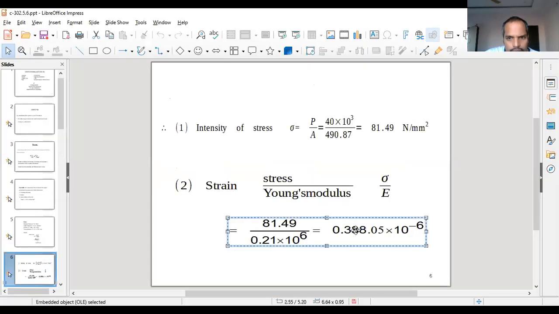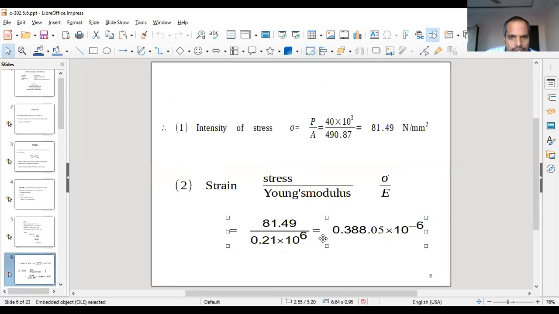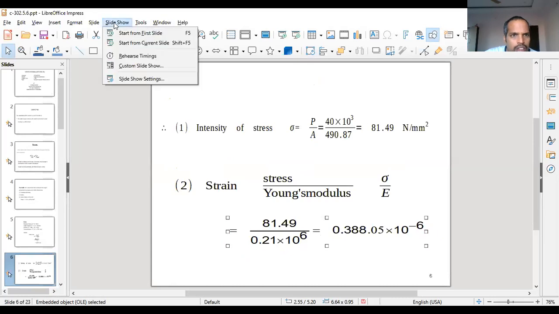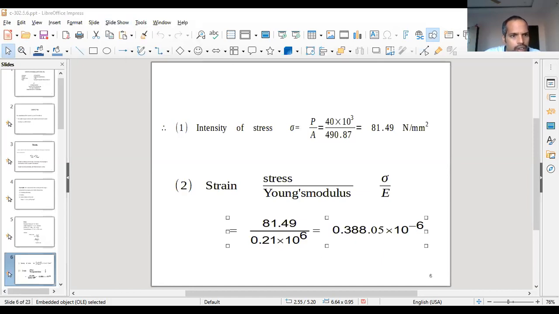Let me calculate. It is very difficult to modify this one, so let us keep it like that. But this answer is not 0.388, it is 388.05. Because if you see that one, what is 81.49 divided by 0.21? It is 388.05, right? So 388.05 into 10 to the power of minus 6.